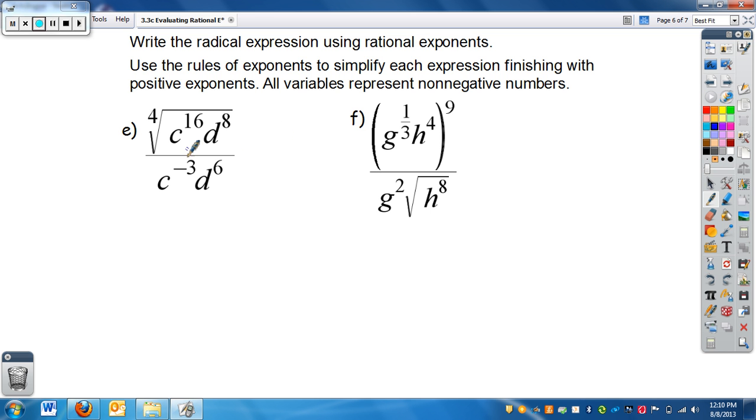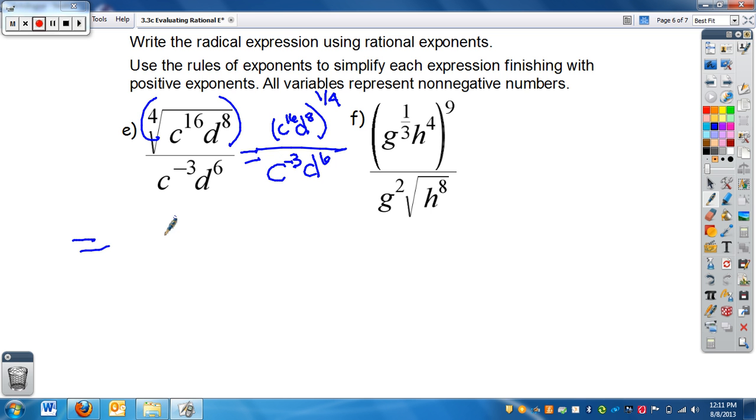Alright, so our last two examples. Here we have a fraction, and again, I'm going to treat them as two separate problems and then simplify. So c to the 16th and d to the 8th is the base of my exponent expression, and then to the 1/4 power, and then on the bottom I have c to the -3 and d to the 6. I have no root, so I'm just going to leave it for now. I can distribute that 1/4, so c to the 4th, d squared, over c to the -3, d to the 6.